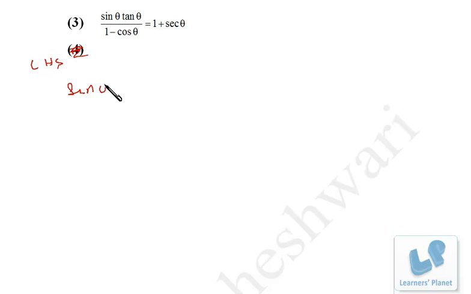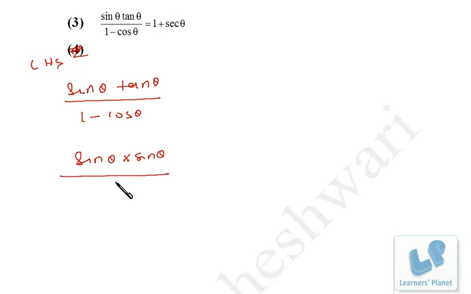That's sin theta tan theta upon 1 minus cos theta. That's the left hand side. Now what is tan theta? In the right hand side we just want sec theta. So what we can do is try to convert all the relationships into a single common trigonometric ratio, right? So tan theta can be written as sin theta by cos theta. So it's sin theta into sin theta by cos theta, over 1 minus cos theta, right?